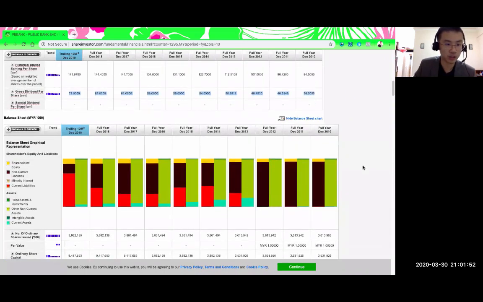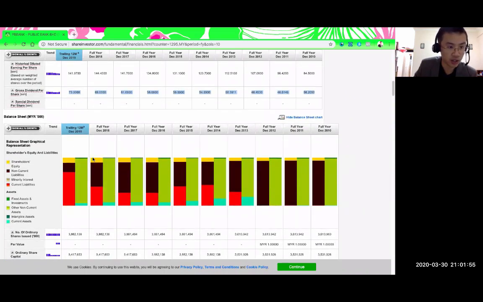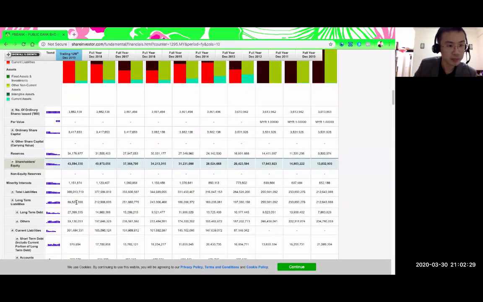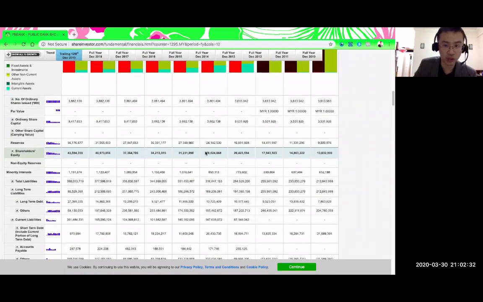Then this is the balance sheet, and you see this color is very useful. Yellow means the shareholders' equity, black means non-current liabilities, and red means current liabilities. So this is the source of funds and this is the assets, non-current assets and current assets. This color will instantaneously tell you whether the company has more debt or more liabilities. In the case of a bank, of course, they have more debt because they receive a lot of deposits from you. So this is the shareholders' equity. You can find all the figures here.